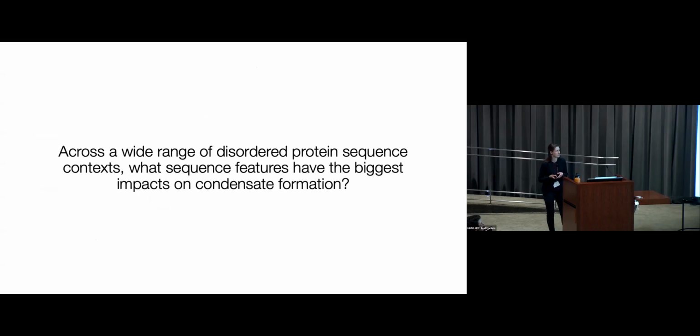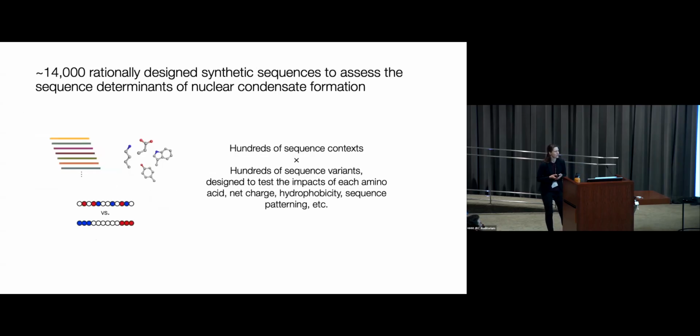So now that we have this method, we wanted to ask, across a very wide range of disordered protein sequence contexts, what sequence features really have the biggest impacts on condensate formation. So we designed a library of about 14,000 synthetic sequences to specifically assess the sequence determinants of nuclear condensate formation. We looked at hundreds of different sequence contexts, and for each of those sequence contexts, we designed hundreds of sequence variants to test impacts of each amino acid, net charge, hydrophobicity, sequence patterning, etc.